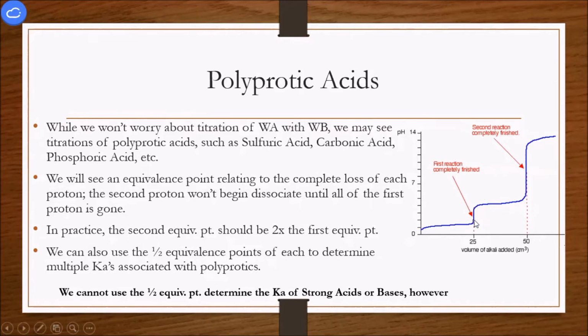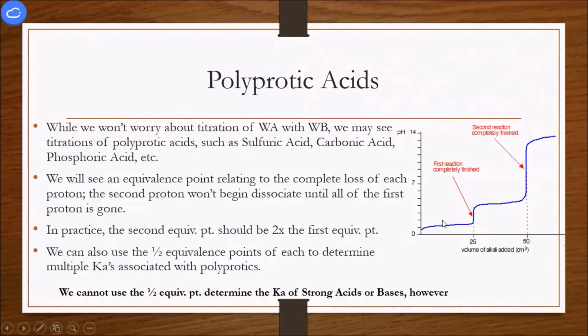You see, here's the first titration point to neutralize the first proton, and then at double the volume, it's the amount we need to neutralize the second proton. The first loss, it's still acidic. By the second loss, it's now jumped into the basic region. So the equivalence points relate to the complete loss of each. In practice, the second equivalence point should be double the first, but may not always be the case, just because of some error. But what we note is there's a half equivalence point for each one. And as long as these are weak acids and not strong acids, you can get the pKa for the first loss and the second loss based on the half equivalence point.